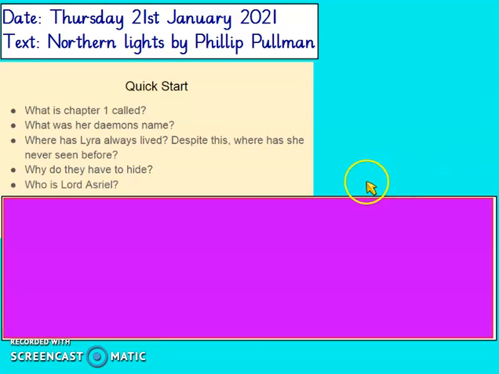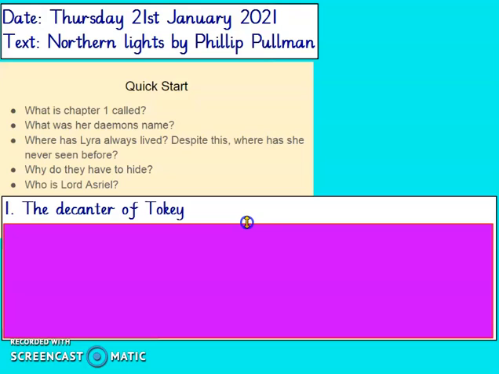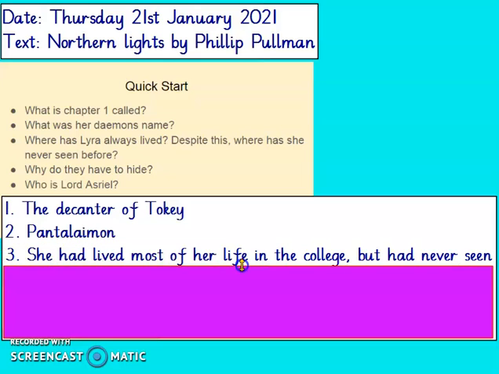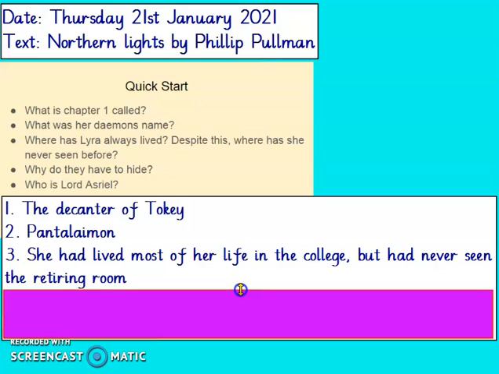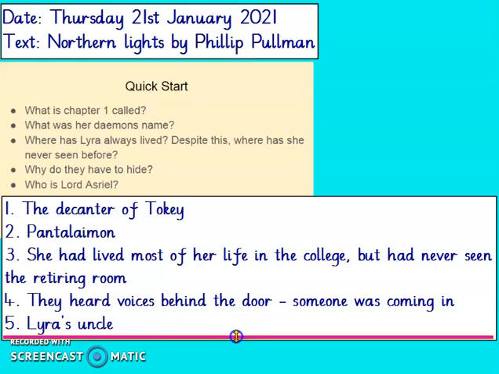Okay, let's look at the answers. What is chapter 1 called? The Decanter of Tokay. What was her daemon's name? Pantalaimon. Where has Lyra always lived? Despite this, where has she never seen before? Well, she's always lived most of her life in the college, but she had never seen the retiring room. And why do they have to hide? They heard voices behind the door. Someone was coming in. And who is Lord Asriel? Lord Asriel is Lyra's uncle. Give yourself a tick for all those that you got right.